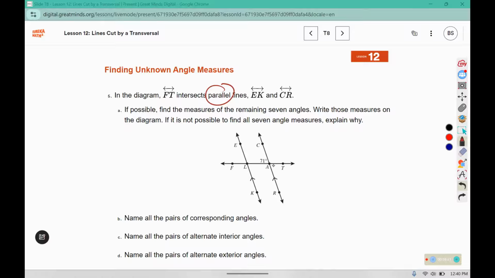I'm going to start with the vertical angles because those exist even when they are not parallel. So 71. I know this is a straight angle here, so I know 180 minus 71 would tell us how big CAT would be. And it is 109 degrees. And this angle is a vertical angle here, so this angle is also 109.